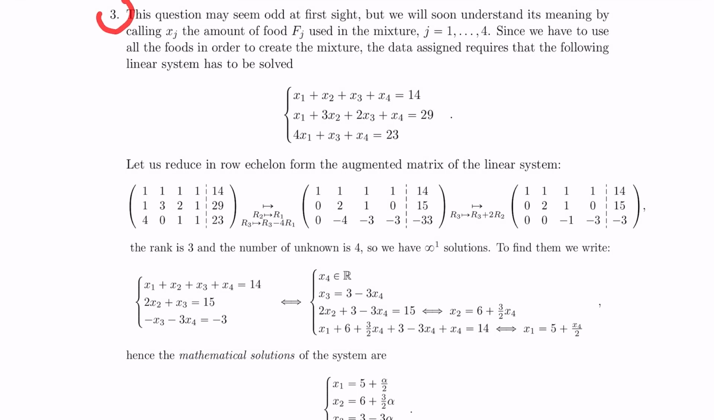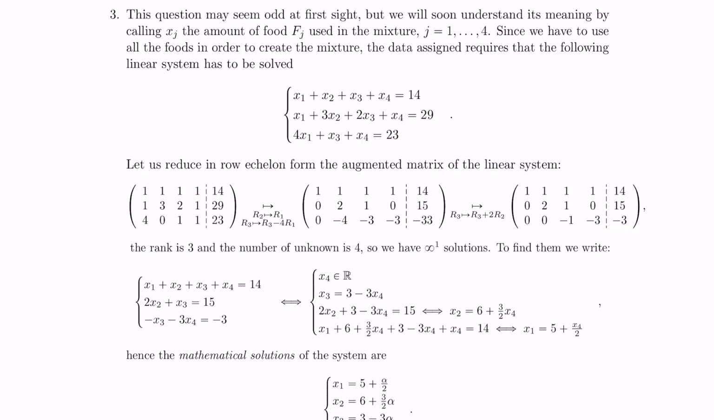Let's see the solution to the exercise. As I told you before, you have to write this system of linear equations here and then solve it. Here I wrote the augmented matrix of the system and then the E1 transformations that you have to apply in order to reduce it in echelon form.